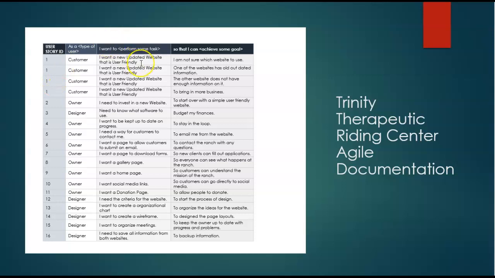The customer wants a new updated website that is user-friendly, because they are not sure which website to use, as there are 2 current websites. They also want an updated website because one of the websites has old, outdated information that is very misleading and they are not sure what to do. The other website does not have enough information on it. So when you have one website with old, outdated information and another with not enough information, a customer is going to get confused, and this brings a problem out.